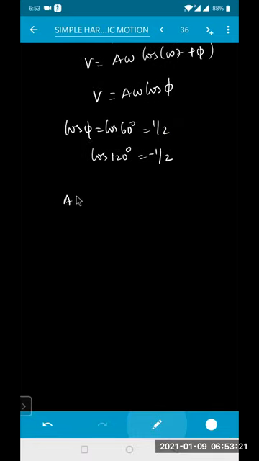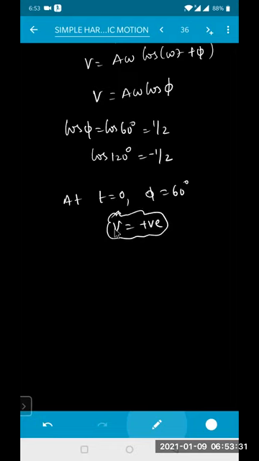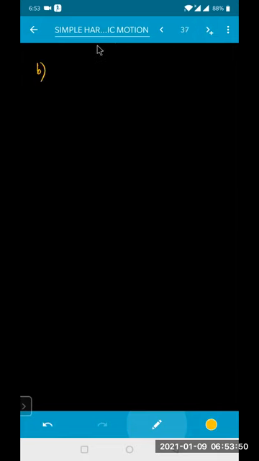So at t equals 0, the phi value should be equal to 60 degrees. Then only I'll get the velocity to be positive. Otherwise, I'll get the velocity to be negative. In the problem, it is telling us the positive only, so we will take the phi value as 60 degrees, but not 120 degrees. Because if I take 120 degrees, we'll get the answer in terms of negative. Now number B, if I'm doing it right now.